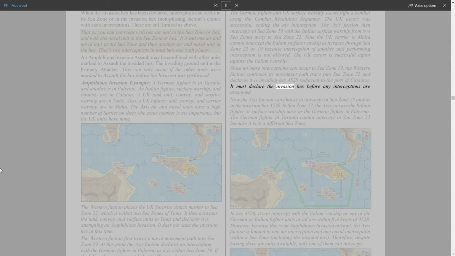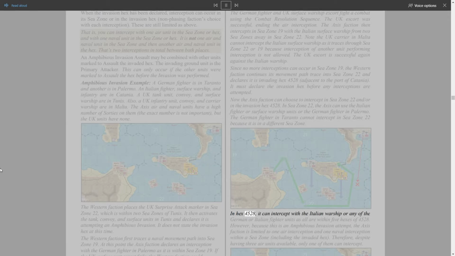It must declare the invasion hex before any interceptions are attempted. Now the Axis faction can choose to intercept in Sea Zone 22, and/or in the invasion hex 4528. In Sea Zone 22, the Axis can use the Italian fighter or surface warship units or the German fighter in Palermo. The German fighter in Taranto cannot intercept in Sea Zone 22, because it is in a different sea zone.